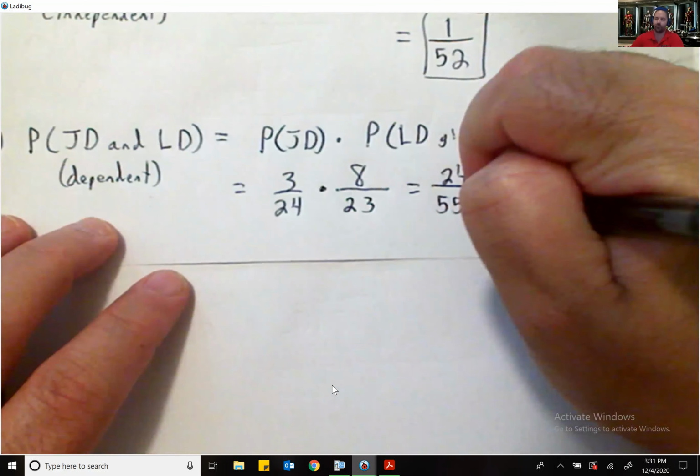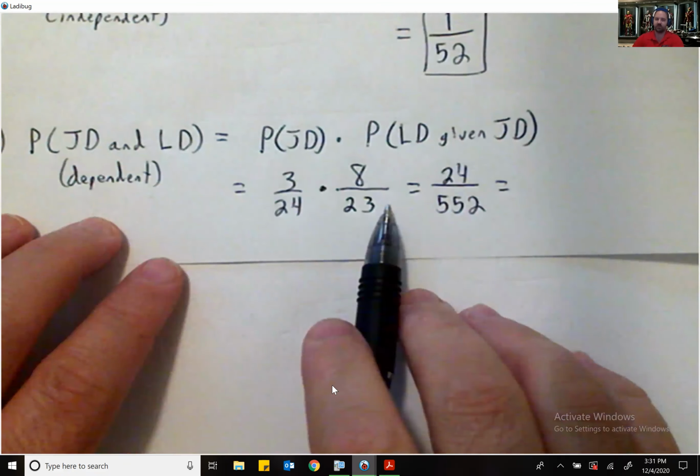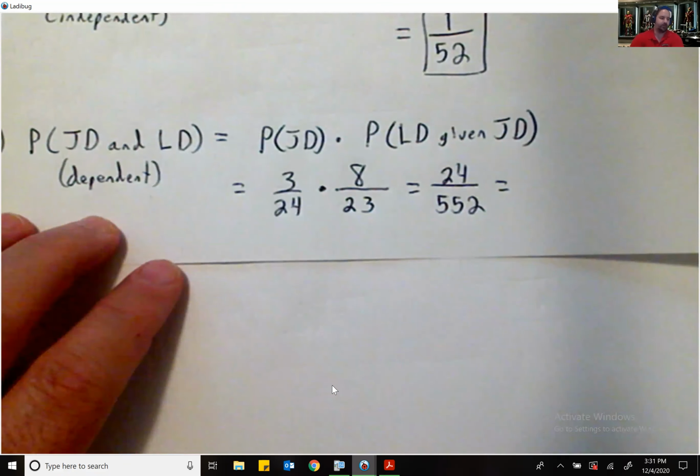So this is the unreduced answer if you multiply these fractions. But what is the final probability?